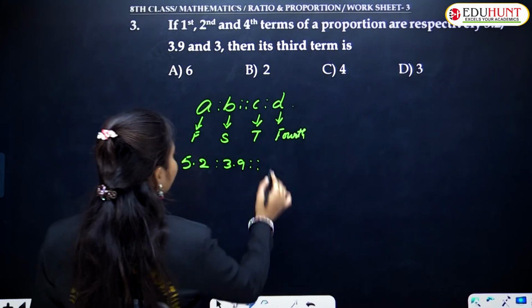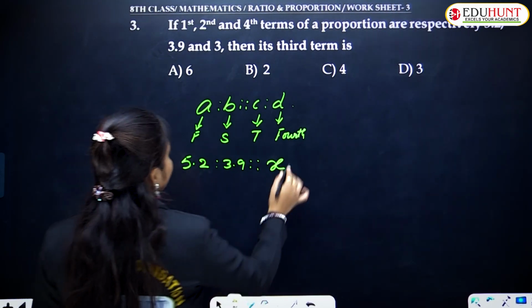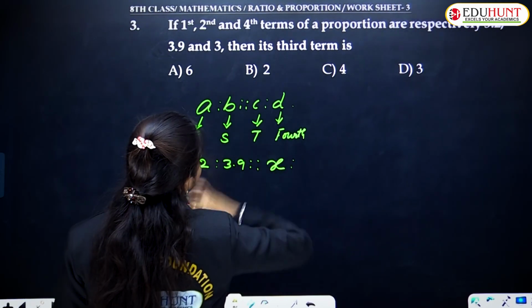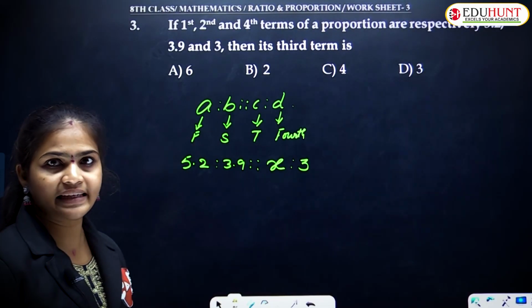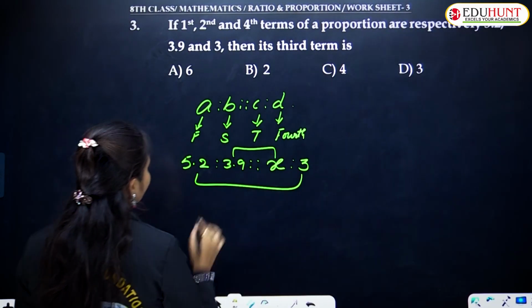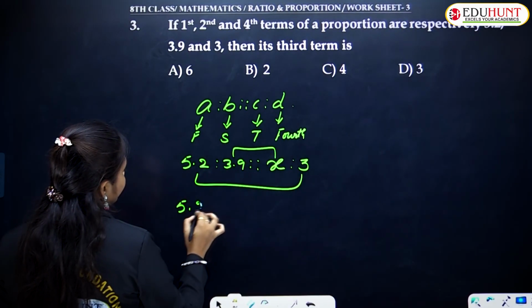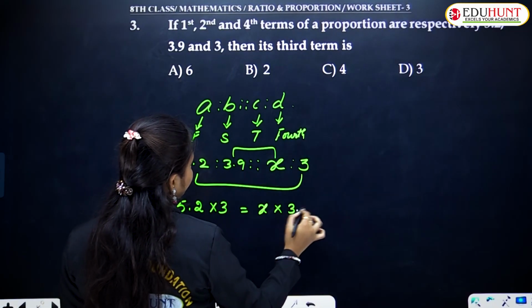Understand? So what they given here? The first term is 5.2, the second term is 3.9, and the third term they didn't give. We need to find out that third term. Okay, so third term let it be some x. And here the fourth term they given, what is that? That is 3. The fourth term is 3. Okay, now apply that condition. The product of extremes is equal to product of means. So 5.2 into 3 is equal to x into 3.9.